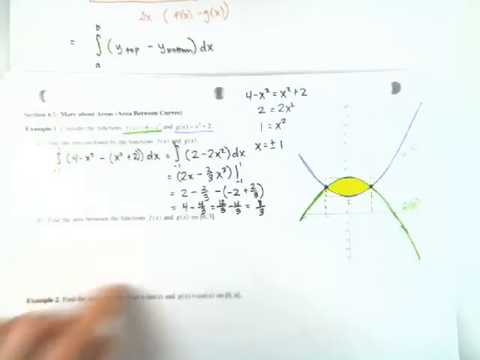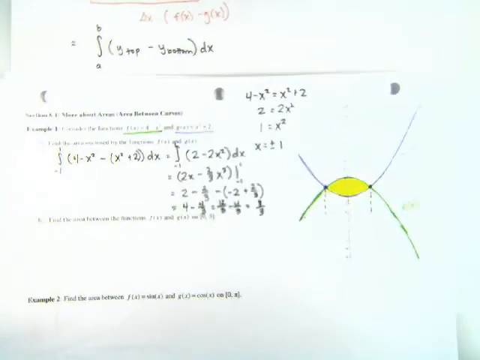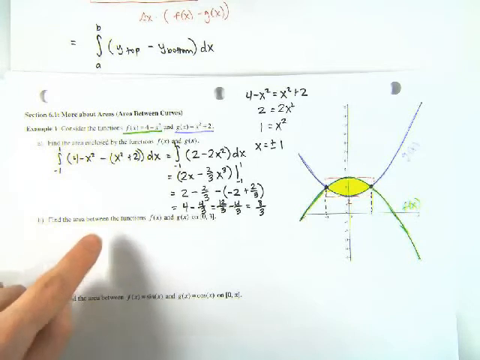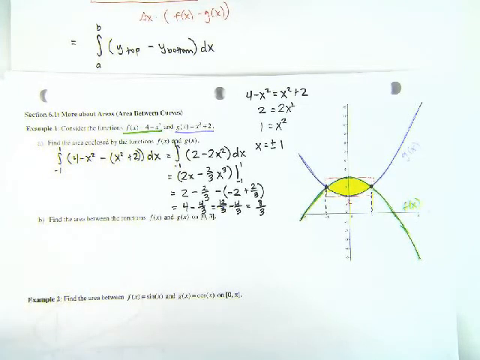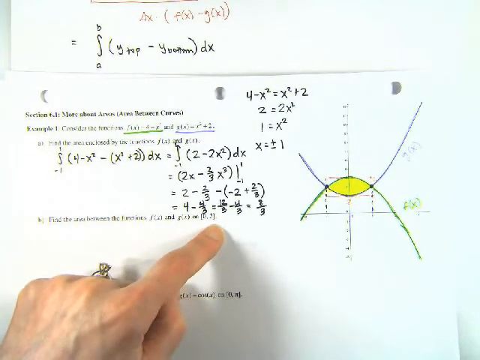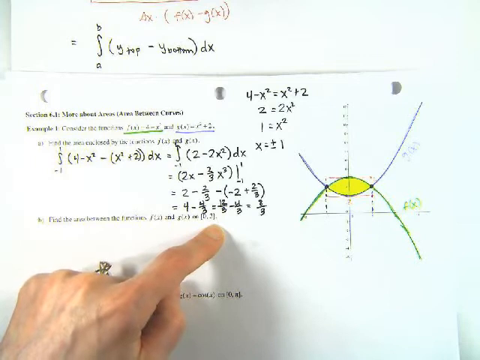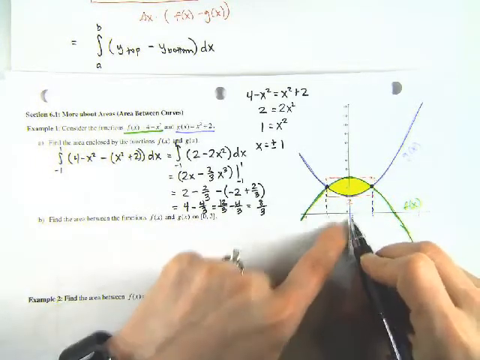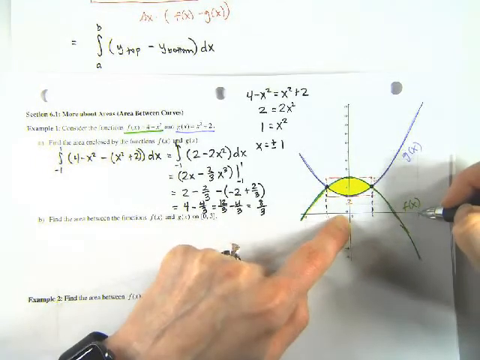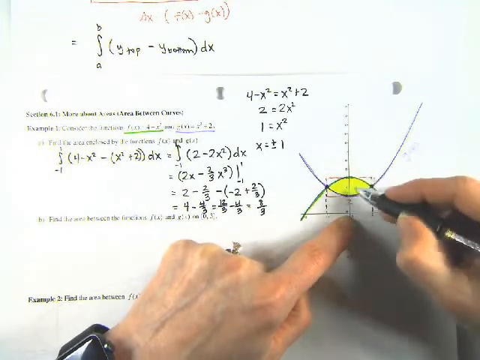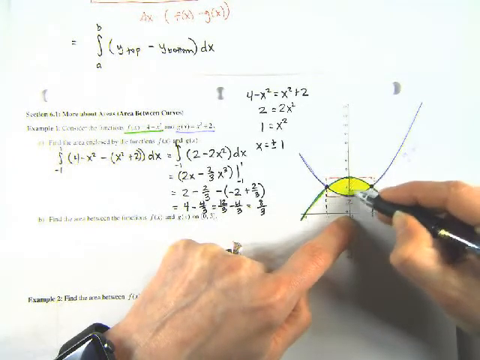Okay, let's take a look at part B. Now we're going to find the area between the functions f and g, but now we're given an interval that we want to find the area between them. Okay, so let's see, 0 to 3. Let's visualize that one. Maybe I'll use red for this one. So 0 to 3. On this interval, from 0 to 1, I'm looking at this area.